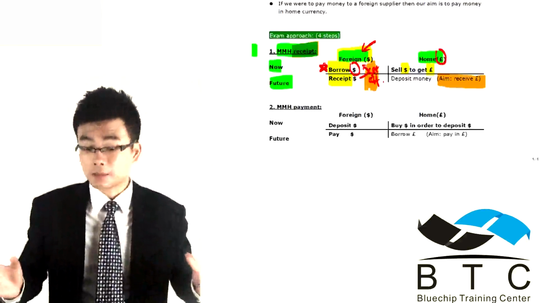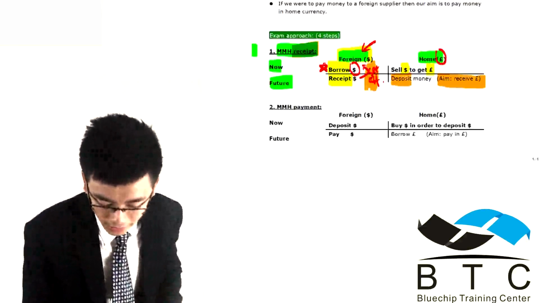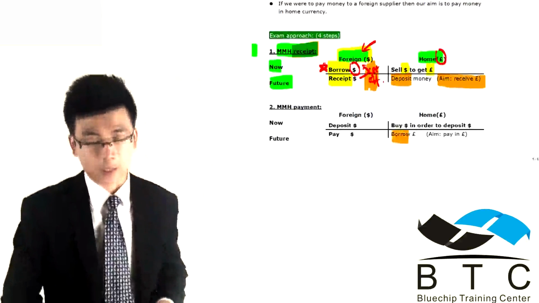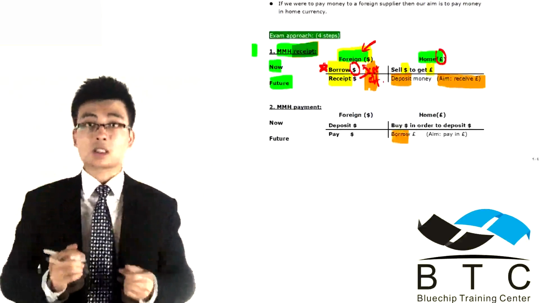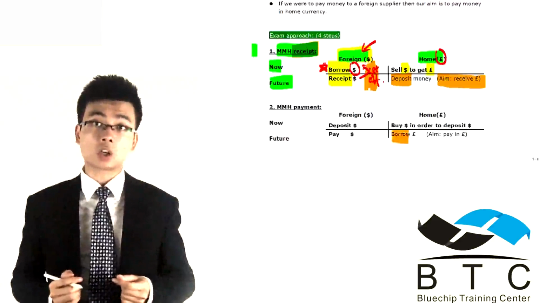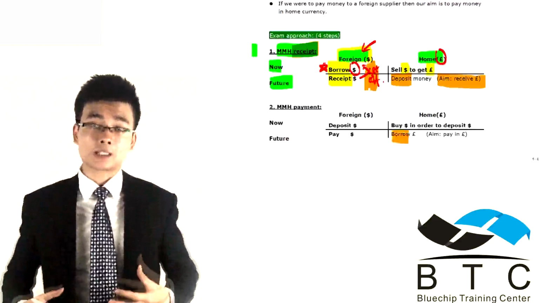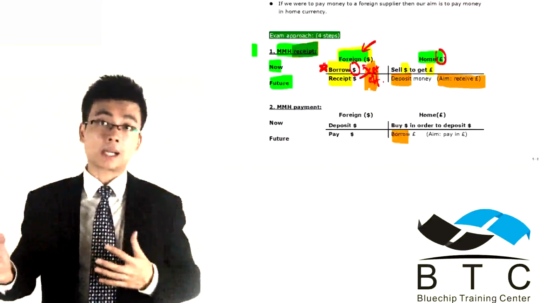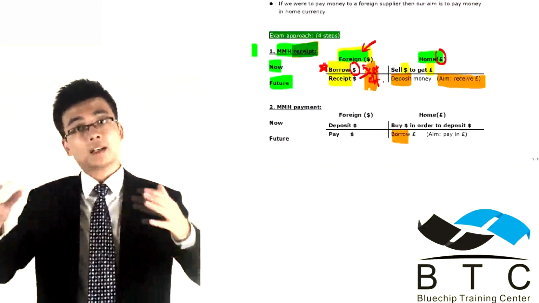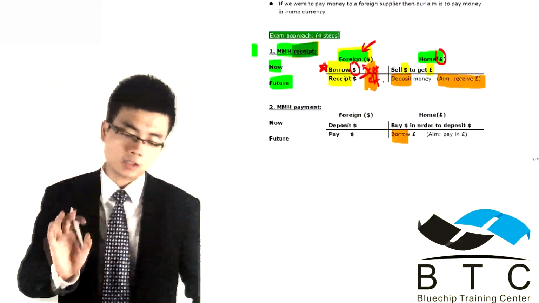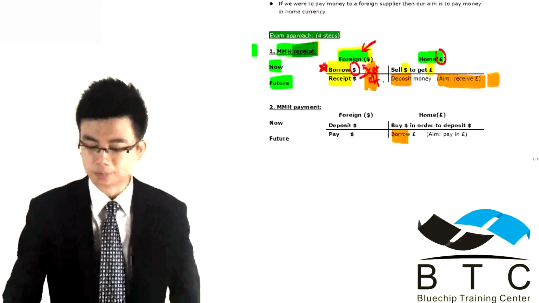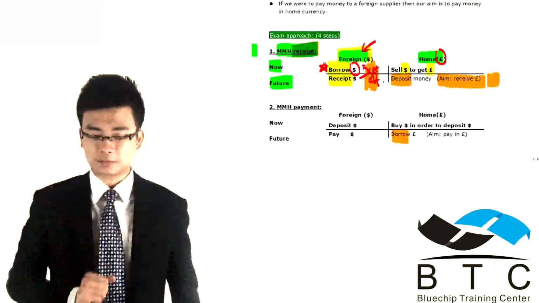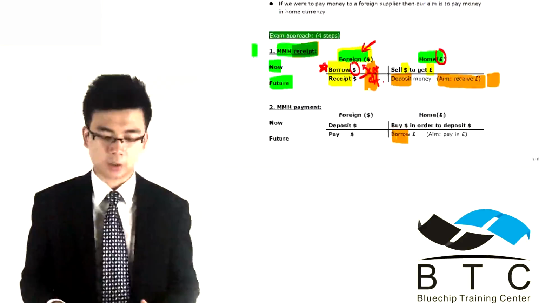How are you going to do that? Of course, you're going to either deposit money or borrow money. If you're going to deposit the money, of course, you're going to receive money in UK pounds. If you're going to borrow some money from the bank, of course, you're going to pay something in your home currency. So in this case, your aim is to try to receive pounds, so that's the reason why you're going to do that.